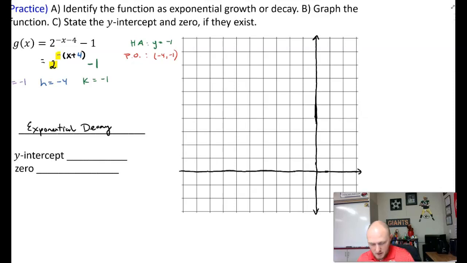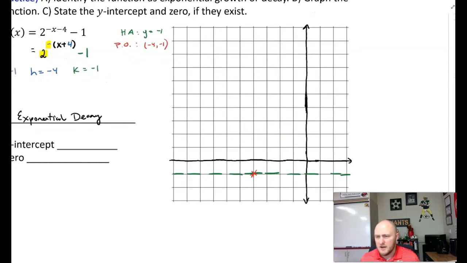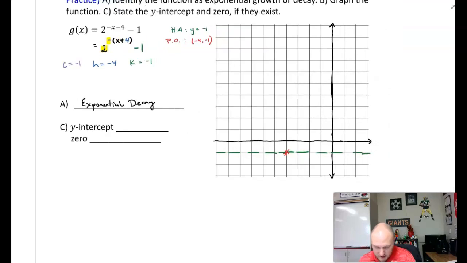Okay. All right, and then our horizontal asymptote is at negative 1, so we're down here. And the pseudo origin is on that line, so negative 4, 1, 2, 3, 4, down 1. So we're here. Okay, there is our function, and what we want to do now is graph with the key points.